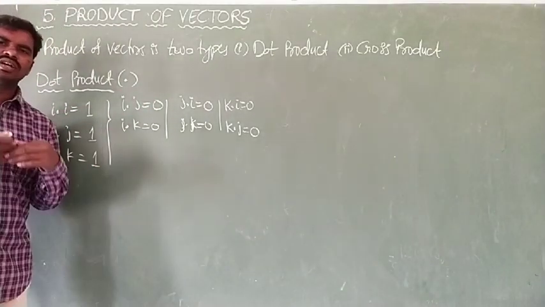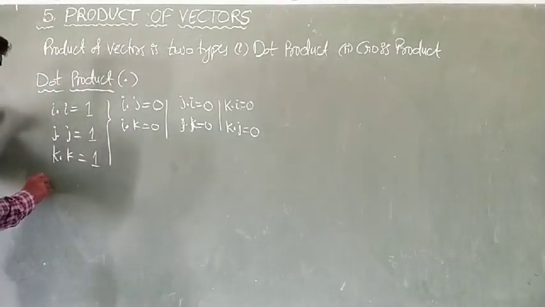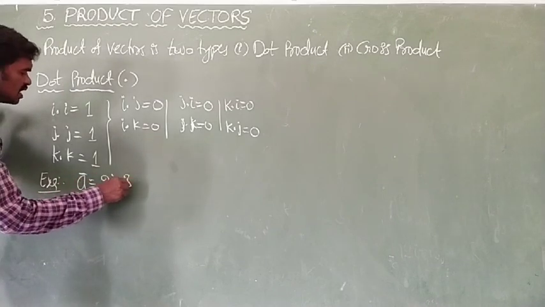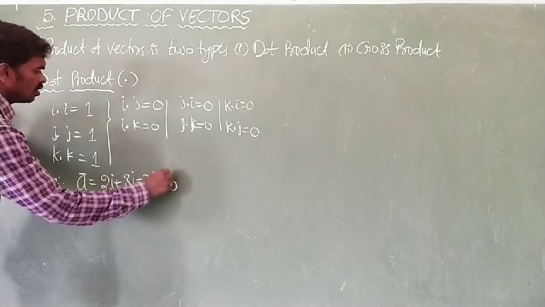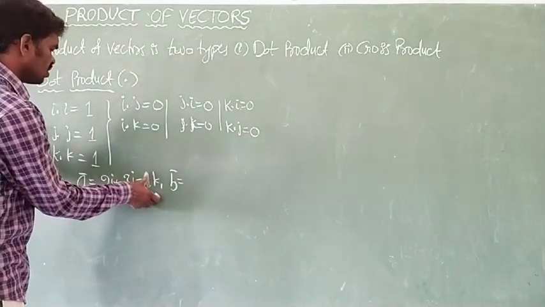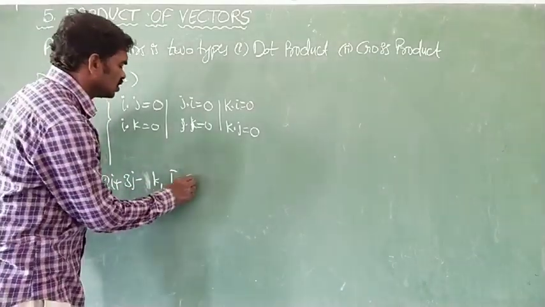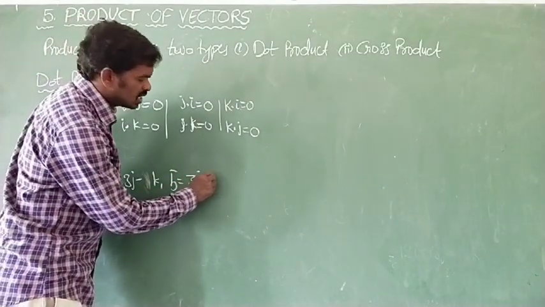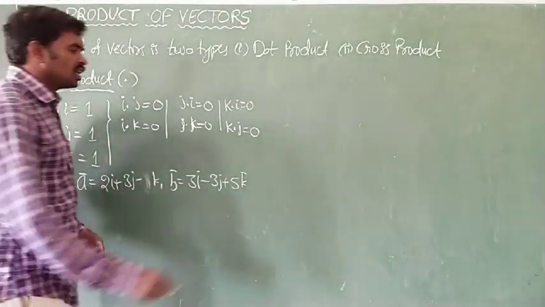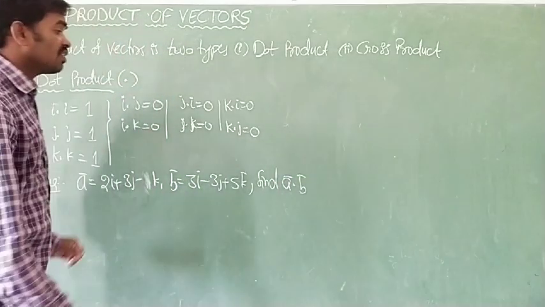This is small basic information. By using this information, you can find the dot product of any two vectors. For example, a simple question. a bar equals 2i plus 3j minus k, and b bar equals 3i minus 3j plus 5k. You can take any example and try it. Two vectors I have taken, a bar and b bar. Then find a bar dot b bar. So how can we find it?